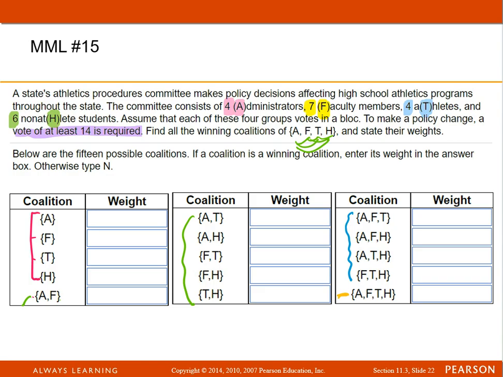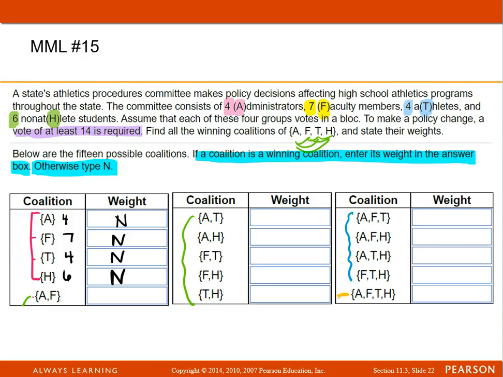If a coalition is a winning coalition, enter its weight in the answer box. Otherwise, type the letter N. Well, A is just 4, so that's not a winning coalition, so you type an N. F is 7, that's not a winning coalition. T is 4, not winning. And H is 6, and that is not a winning coalition.